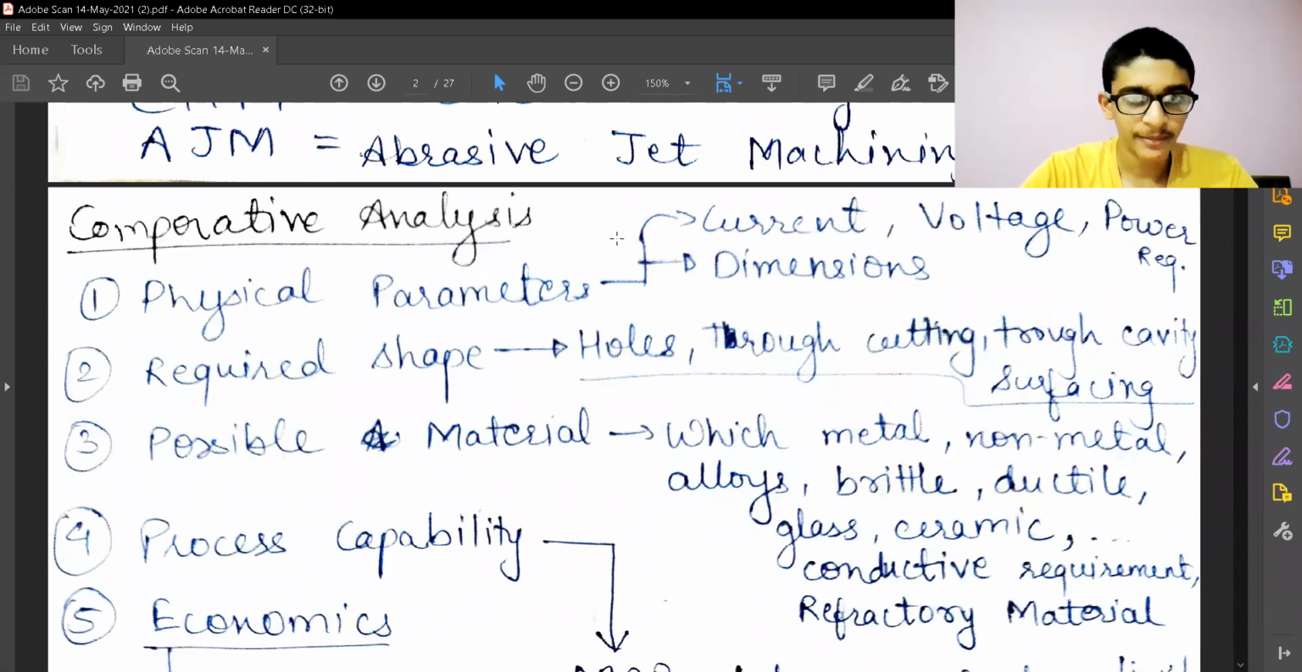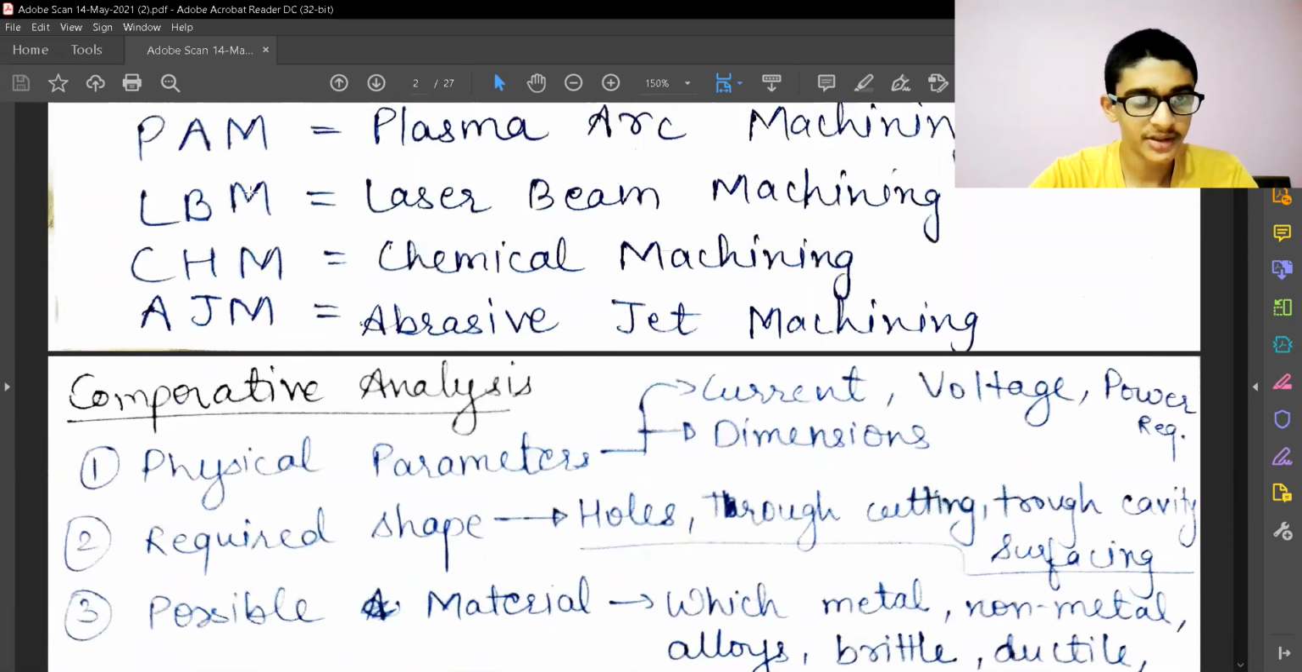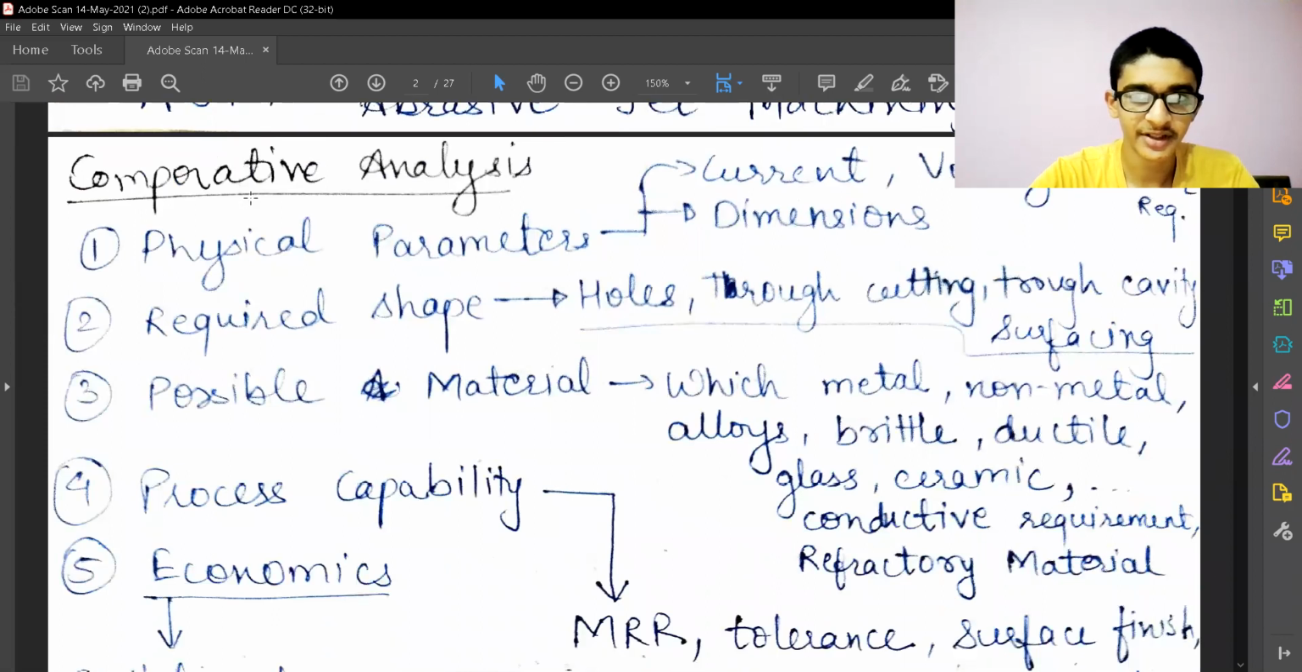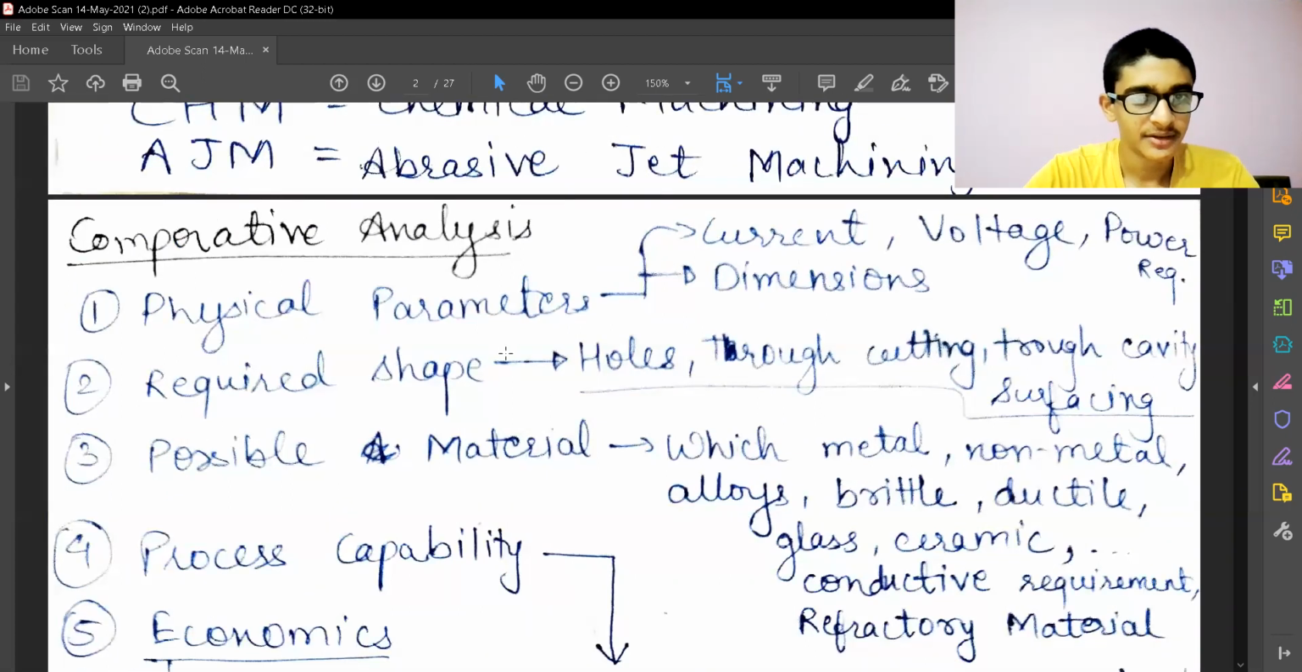So now let's look at the comparative analysis. There are five main points on which we can compare all the different kinds of unconventional machining processes. The first will be the physical parameters, such as the dimensions of the workpiece, the current required, voltage required, power requirement, etc.